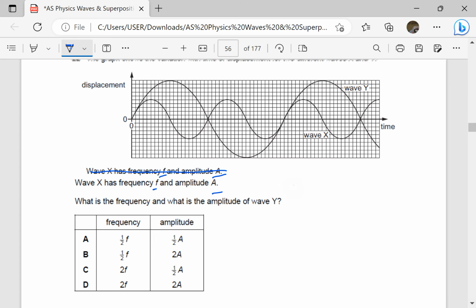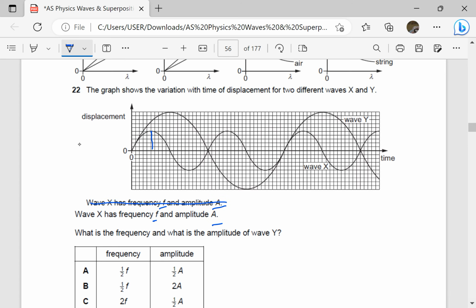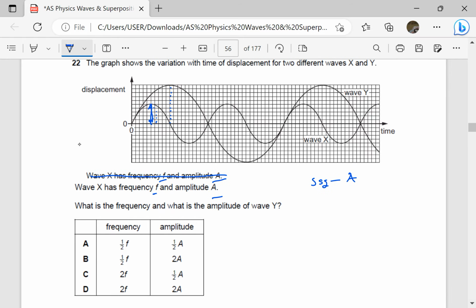So let's begin with the amplitude. The amplitude was A for wave X. This is 1, 2, 3, 4, 5, so 5 squares are representing amplitude A. And here we have 1, 2, 3, 4, 5, 6, 7, 8, 9, 10. So the amplitude for wave Y is going to be twice A. So we eliminate A and C.